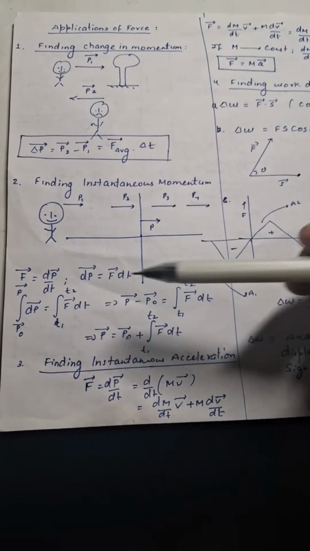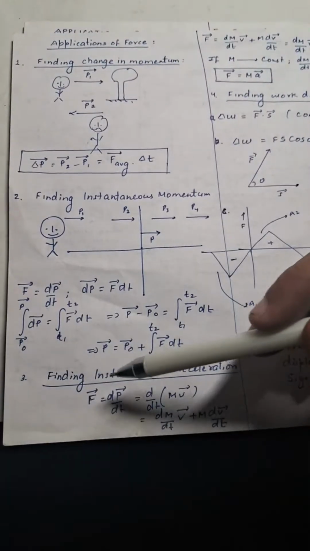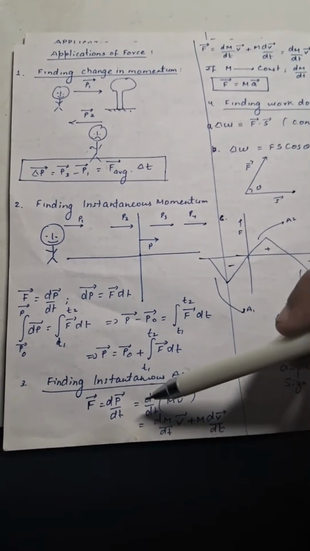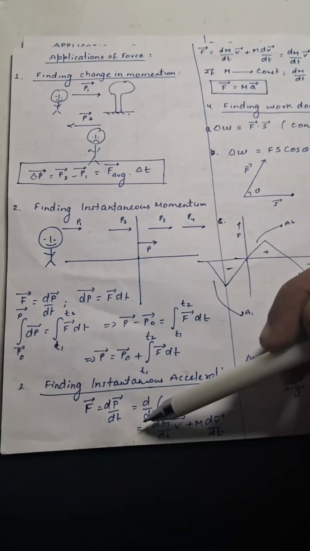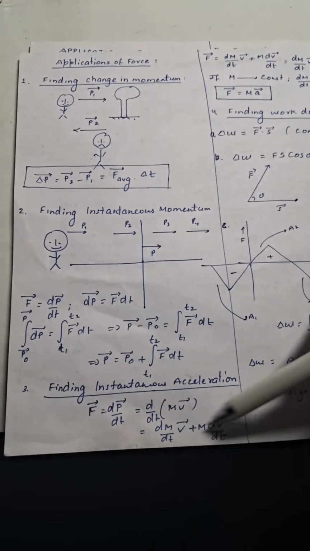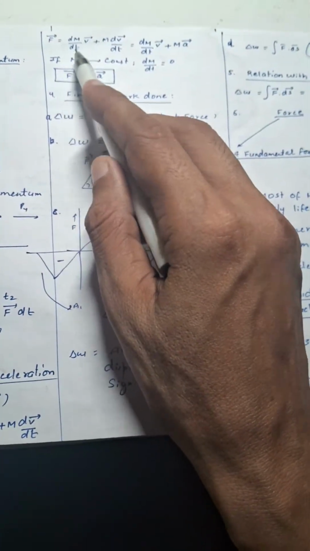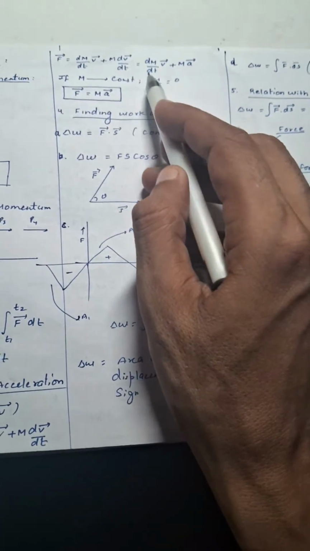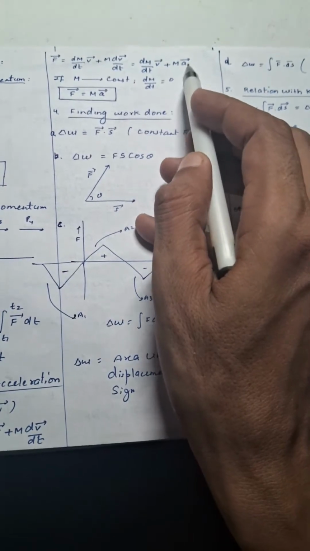There is a third application, which is finding instantaneous acceleration. We can write force as dp by dt. Now momentum is mass into velocity. Using the product rule, we can write this expression as dm by dt into v plus m into dv by dt. So F equals dm by dt into v plus m into dv by dt, which can be written as dm by dt into v plus m into a, where a is the acceleration of the body.